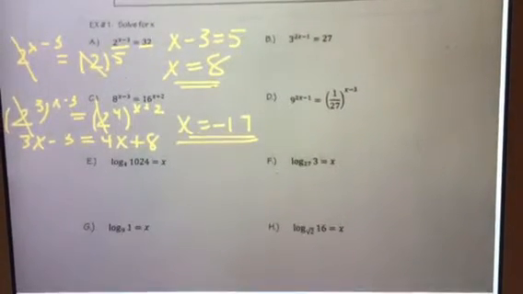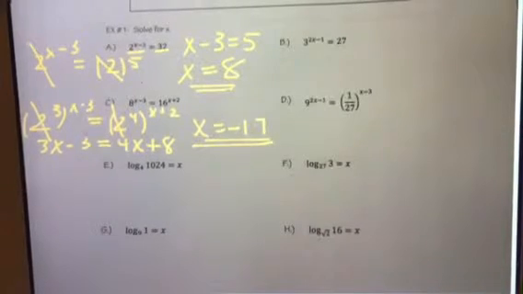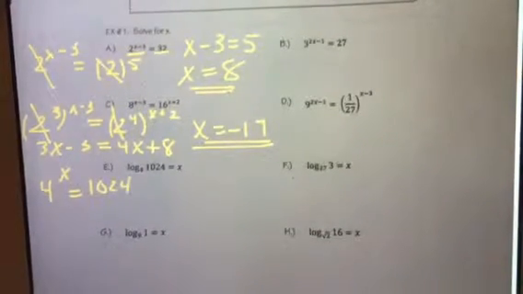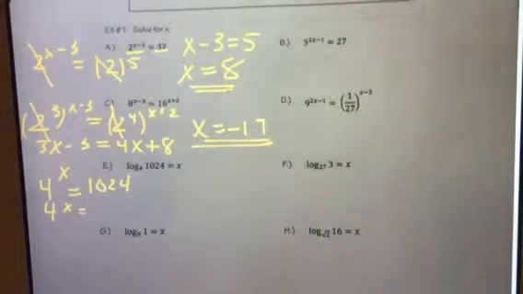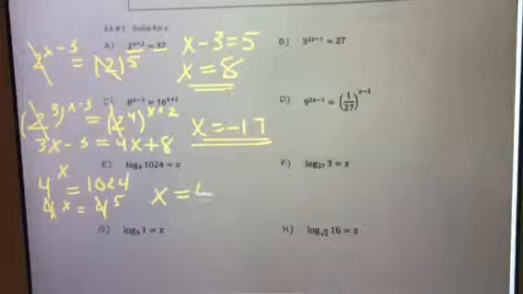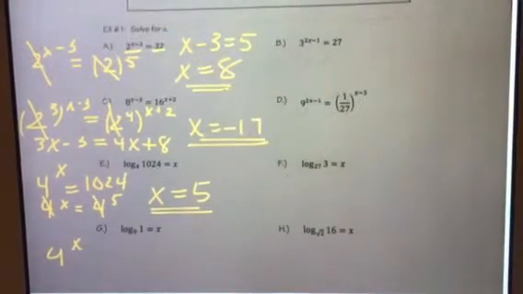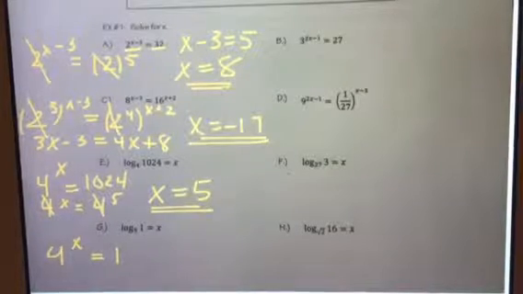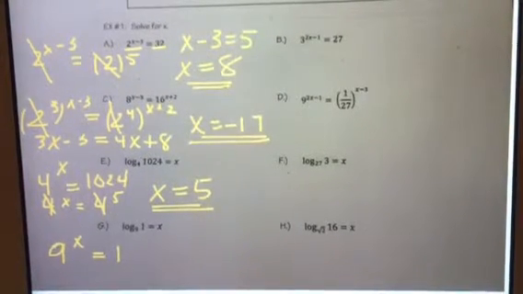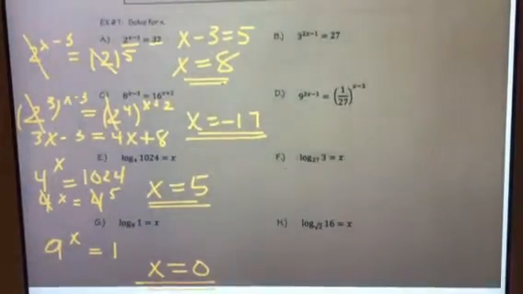Now for parts E and G, they're written in log form, so we need to write them in exponential form. So we would get 4 to the x is equal to 1024. 4 to the x is equal to 4 to the 5th power. Our bases are now the same, so x is equal to 5. Here we would get 9 to the x is equal to 1, and we know that anything to the 0 power is 1, which would then make x here to be 0.